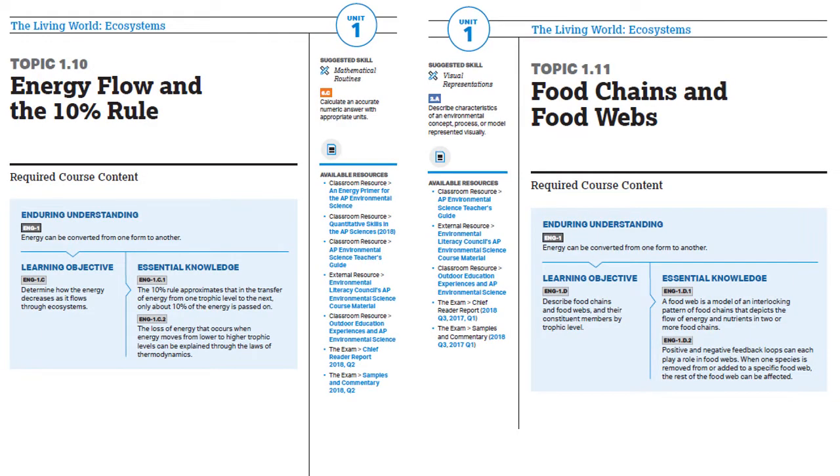We're going to talk about trophic levels, how energy flows and matter cycles through trophic levels. Sticking with energy flow, we're going to talk about the 10% rule, so determine how the energy decreases as it flows through an ecosystem. And all of this happens in food chains and food webs. So we're going to describe food chains and again talk about trophic levels and food chains.